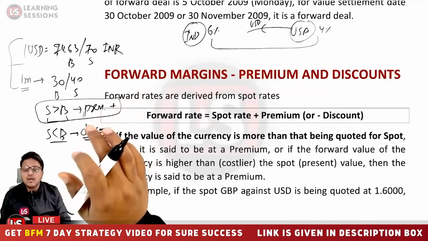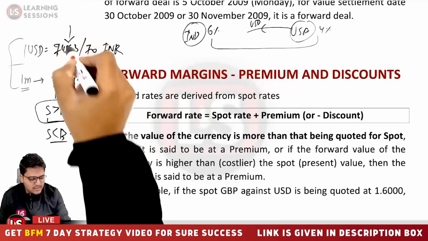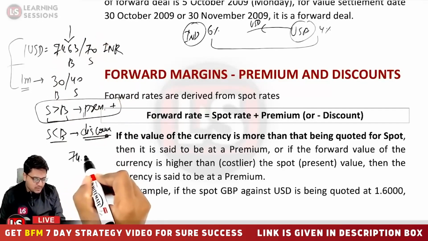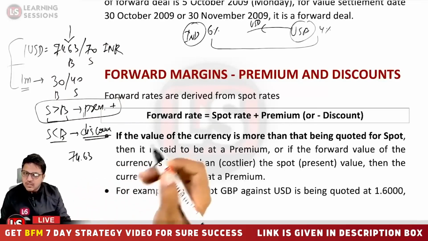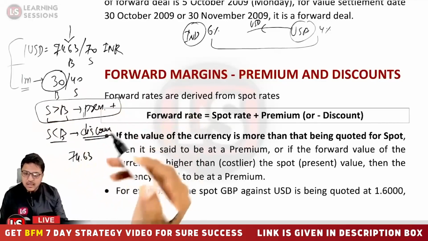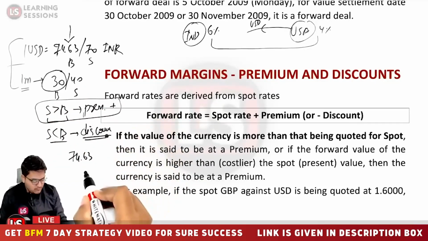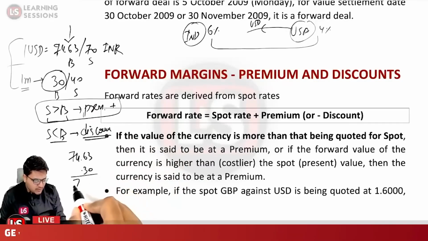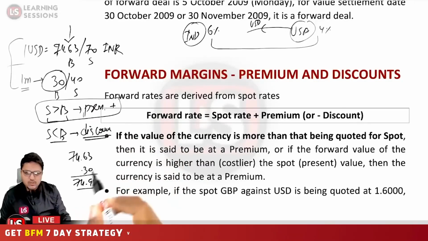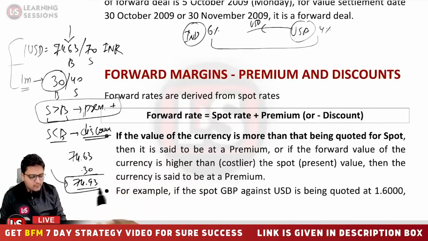Now, what will be the 1 month forward buying rate? The buying rate over here is given to be 74.63. And what are the buying points after 1 month? These are 30. As we saw, it is a case of premium currency, so we will be adding up the 30 points. So the 1 month forward buying rate is 74.93. Is that clear?